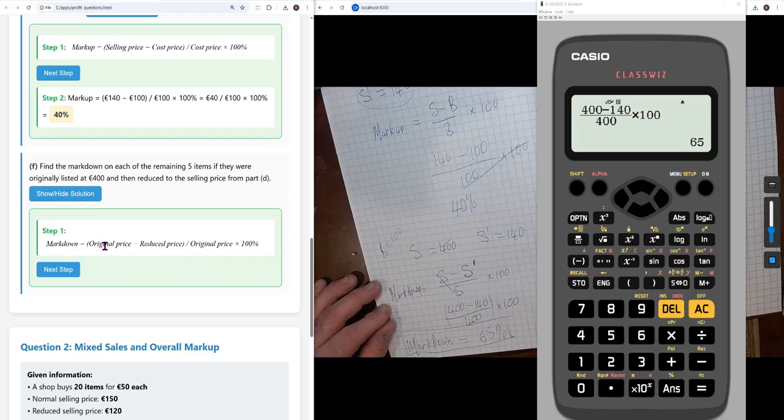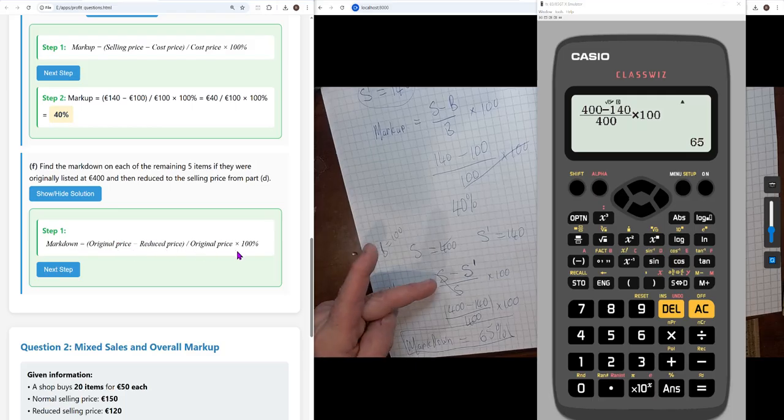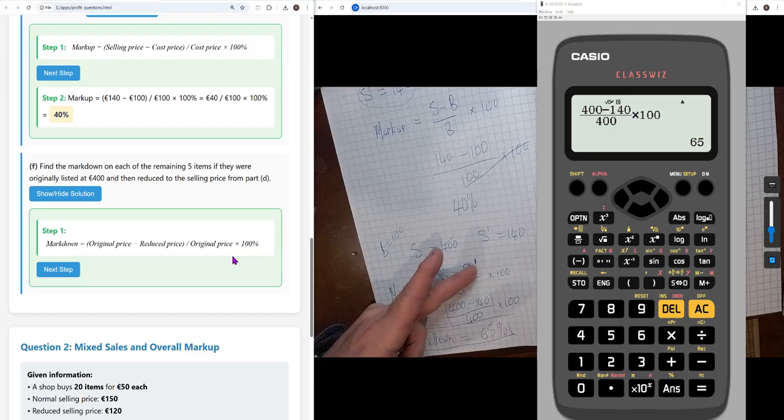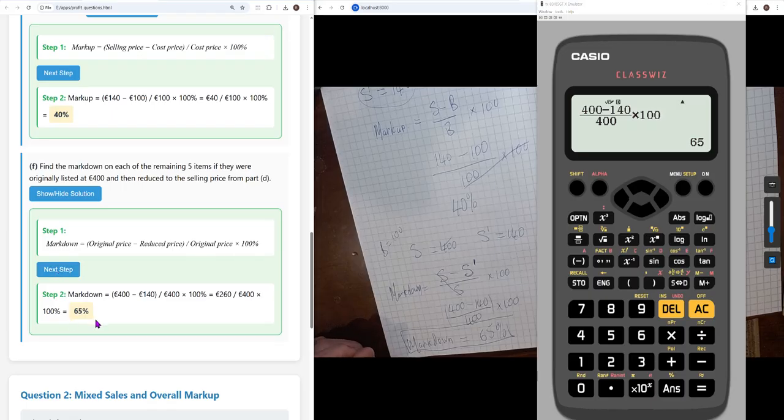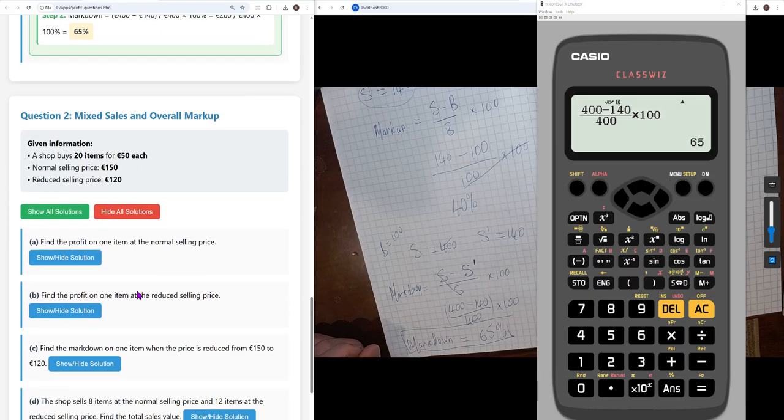Now it's nice maybe to look at it this way: original price minus reduced price over original price times 100. And maybe I'll start saying that both for myself and for you to deepen our understanding. Okay, and 65% comes out. Great.